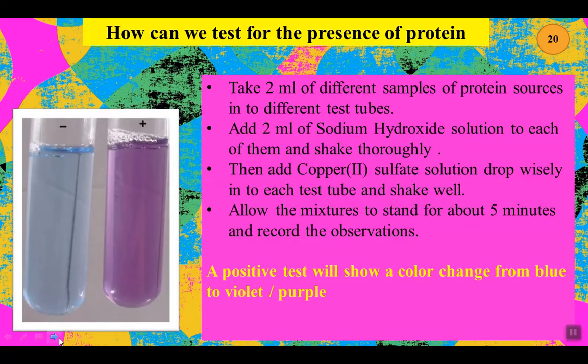How can we test for the presence of proteins? First, we have to take 2 milliliters of different samples of protein sources that we are going to check in different test tubes. Then we have to add 2 milliliters of sodium hydroxide solution into each of them, and shake well. Then we add copper sulfate solution drop-wise into each test tube, and again shake well.